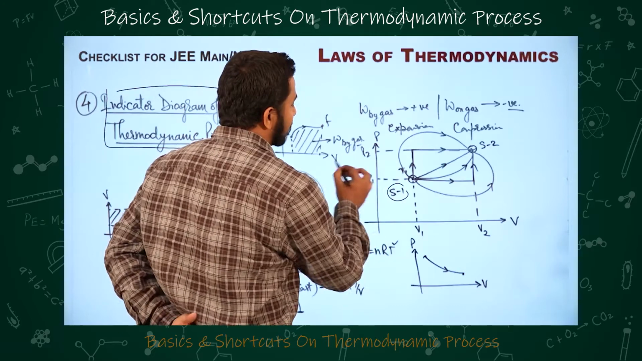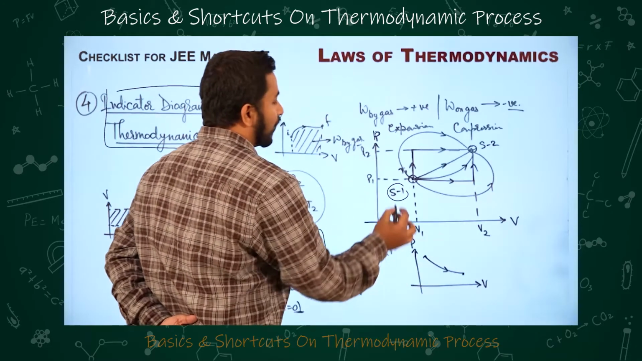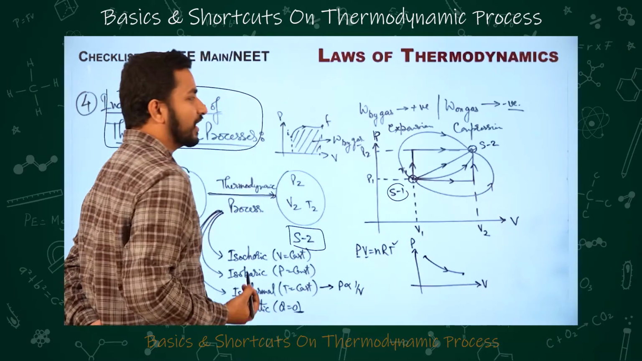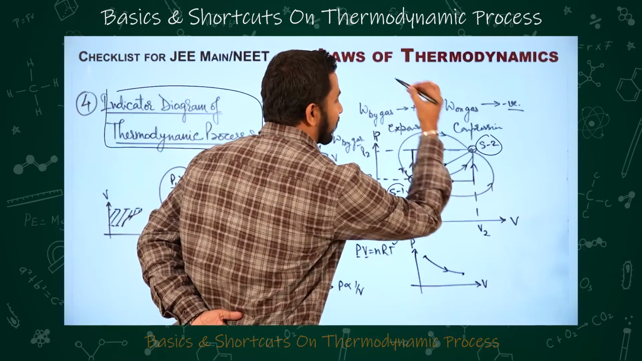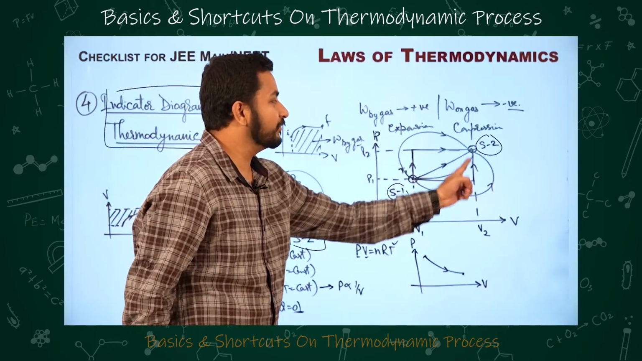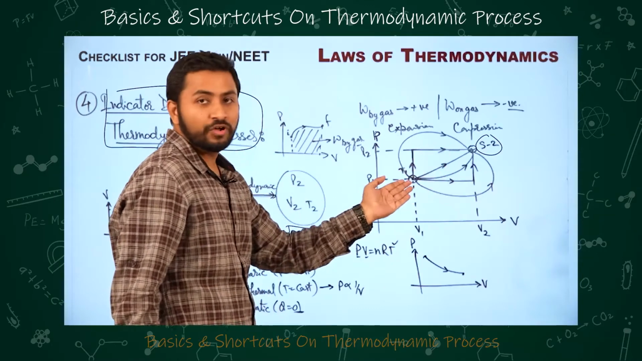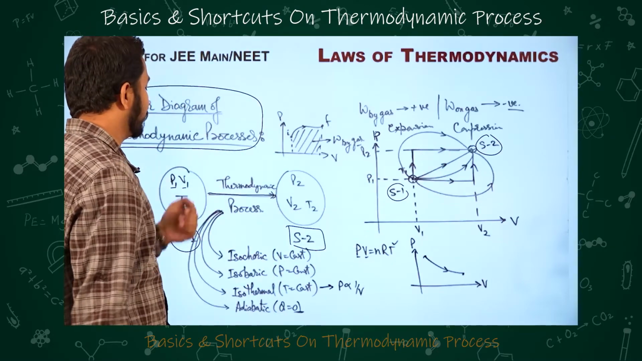If I represent it in a PV diagram, on this side I have taken P and on this side V. The initial state I have taken as S1 and the final state as S2. So from S1 to S2, I can have an infinite number of ways to go. All these infinite ways are called thermodynamic processes.